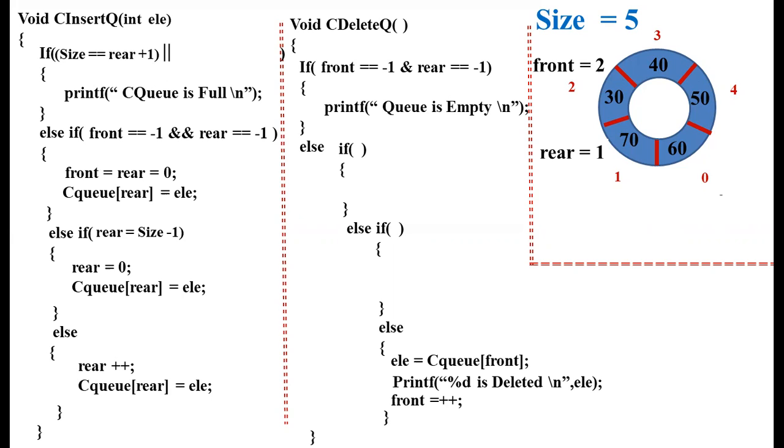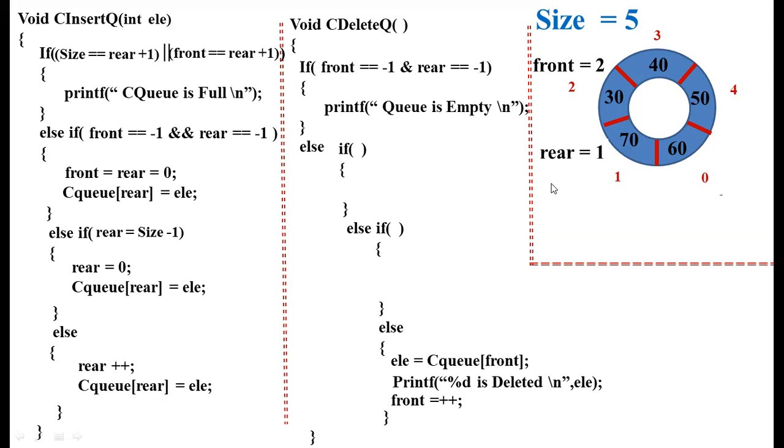So here the rear value is 1 and the front value is 2. So the condition is: if the front is equal to rear plus 1. If you can see here, if the front value is equal to rear plus 1, then also the queue is full. Since the front value is equal to rear plus 1, the queue is full. Once the queue is full, we cannot perform an insertion operation. So we can either delete an element from the queue, or we can display all the elements that are present in the queue.